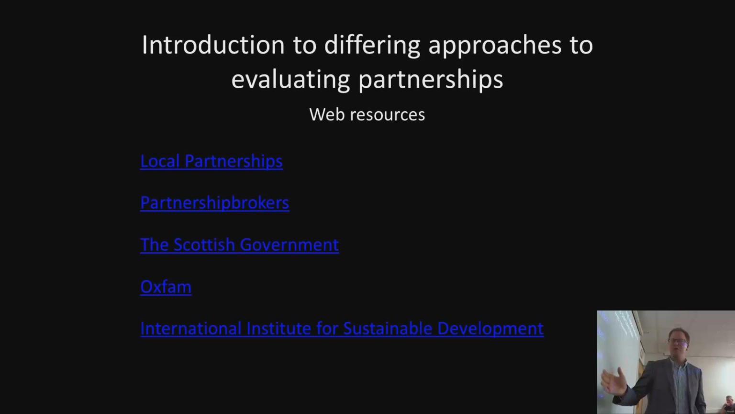Now, there are different partnership models, particularly for this type of style that you are analyzing. Those are links. If you want comparison of examples, you can evaluate those. Here we have local partnerships, partnership brokers, the Scottish government, Oxfam, and the International Institute for Sustainable Development that actually look a little bit at that, and they're very good web resources for the report.